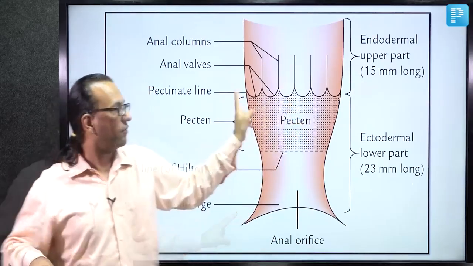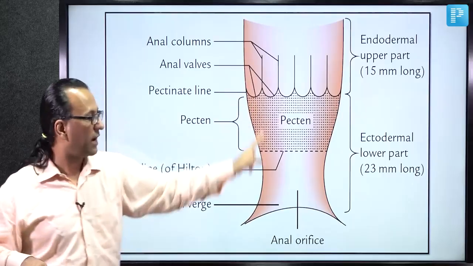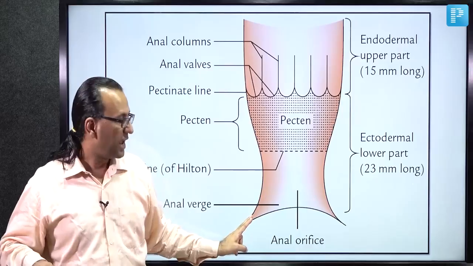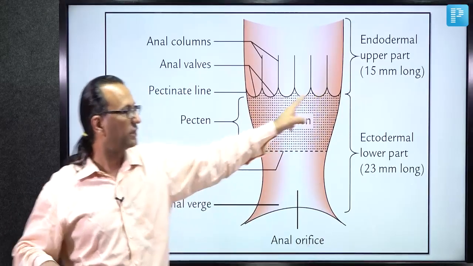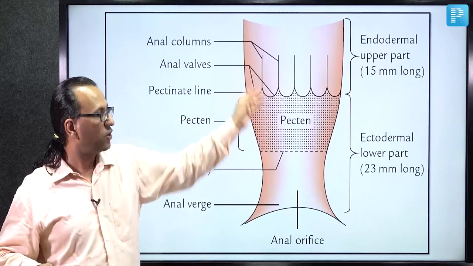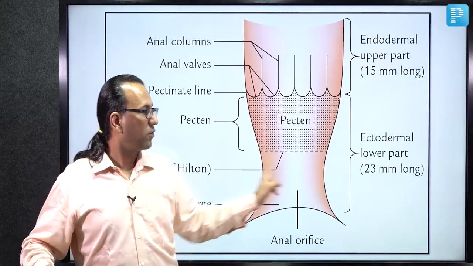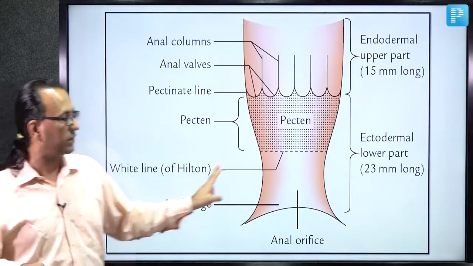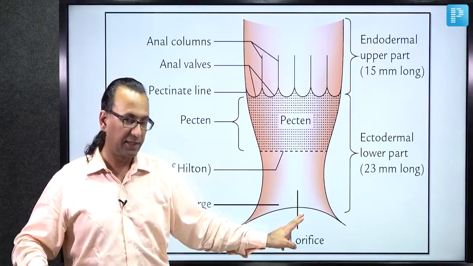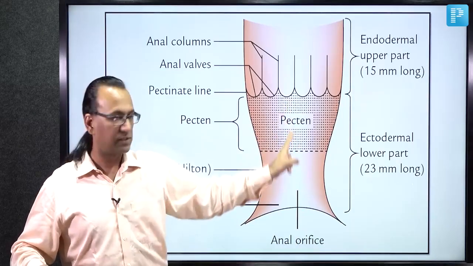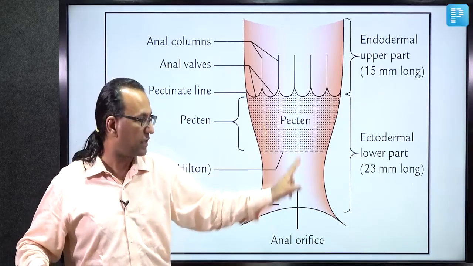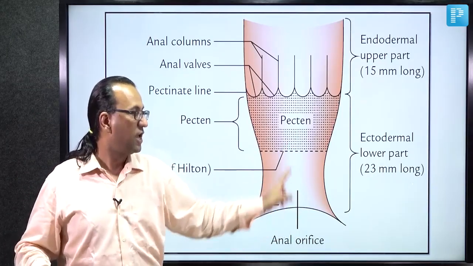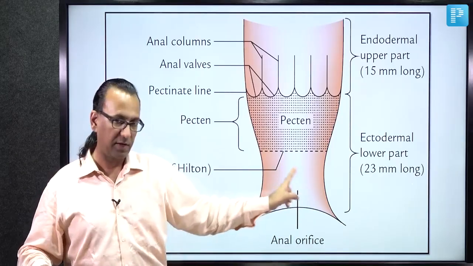In fact, the outer part of the anal canal is lined by the ectoderm, and it is also lined by stratified squamous epithelium. As the rule says, an external opening should be lined by surface ectoderm and stratified squamous epithelium. But here you will find that there is one more line, which is the anocutaneous line of Hilton, the white line of Hilton. And what is the difference between this and that? Here the stratified squamous epithelium is non-keratinized, it is wet mucosa, but below that it is true skin, having sweat glands and sebaceous glands, because the epithelium there is stratified squamous keratinized epithelium.